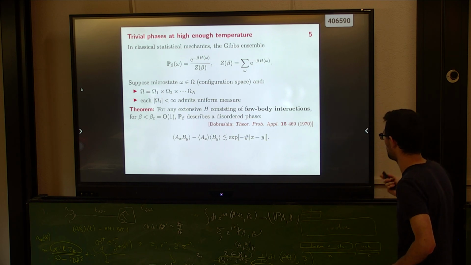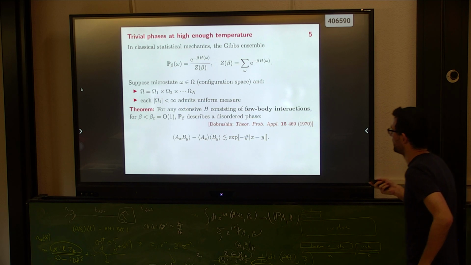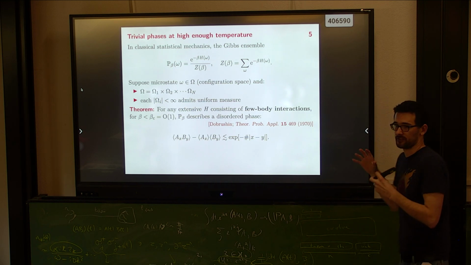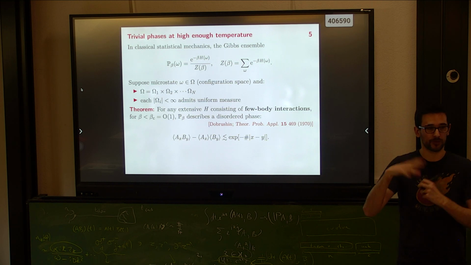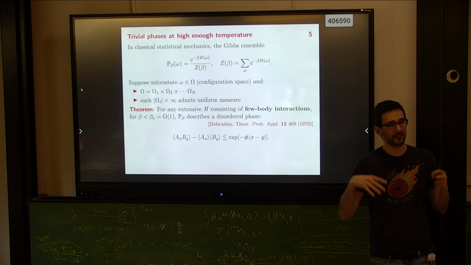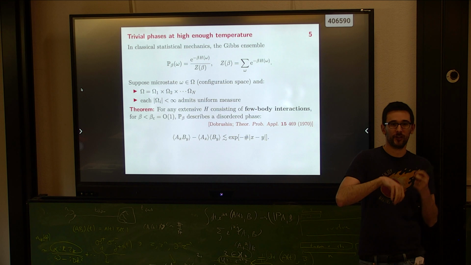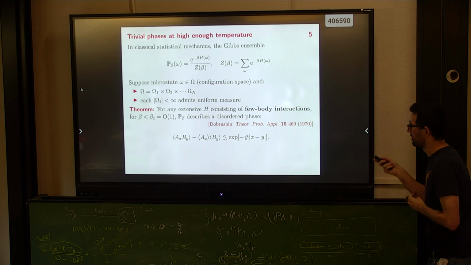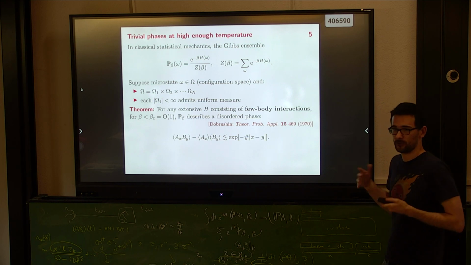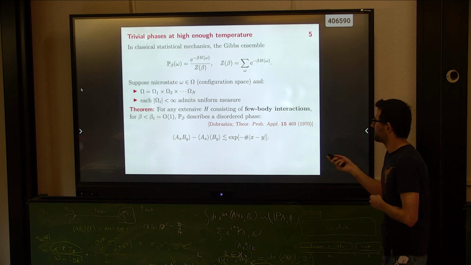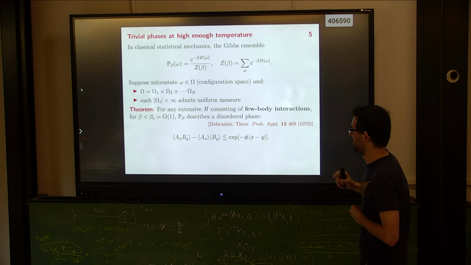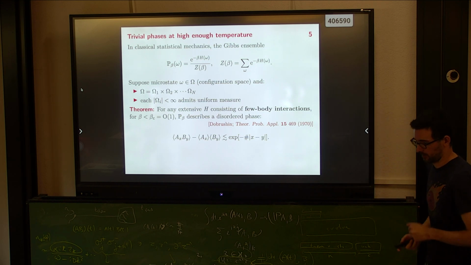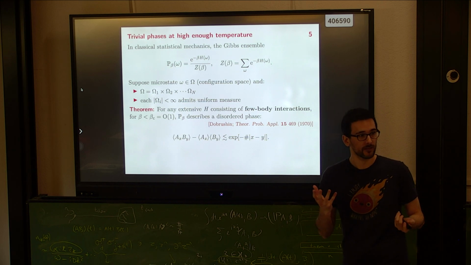that goes back to the 70s, which says that if H is an extensive Hamiltonian, it has few-body interactions, and one spin isn't coupled to all the other spins, so it's a nice extensive system, any spin flip can only change the energy by a constant amount. Then there's a beta C, which is not 0. It's strictly larger than 0, such that for any inverse temperature beta smaller than beta C, the Gibbs ensemble describes a disordered phase.